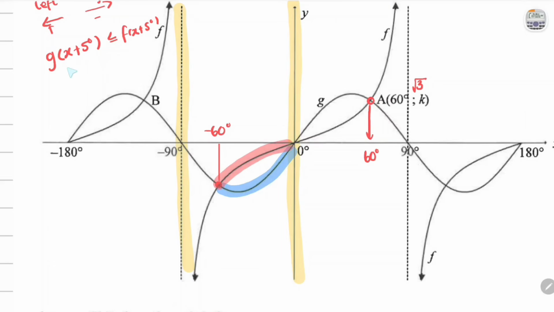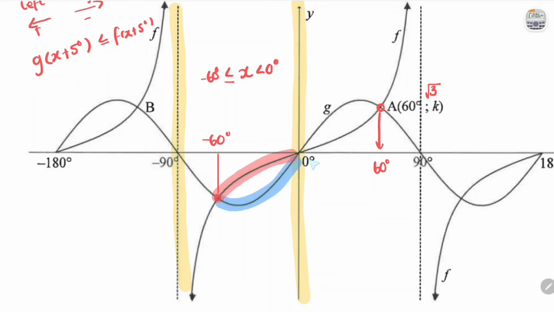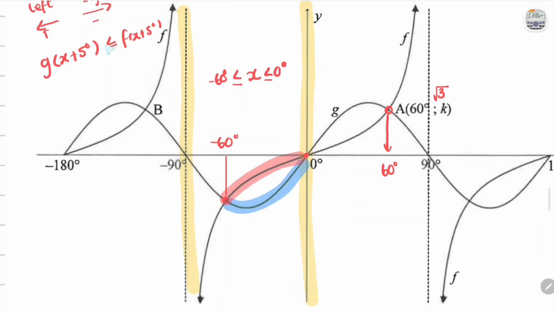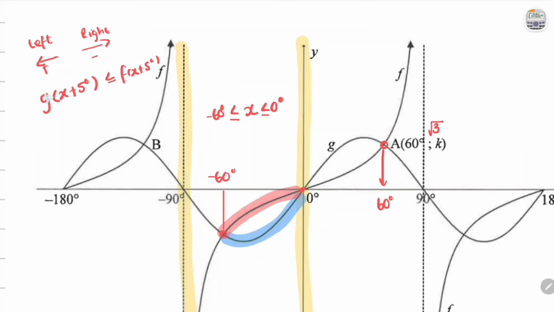We can see that it is less than or equal to f of x between where x is greater than or equal to negative 60 degrees, because at that point they do intersect, they are equal there, which is one of the requirements, but less than 0 degrees. And then at 0 degrees, do you notice that it's also equal at this point because they both intersect at the origin as well. So it's less than or equal to 0 degrees. That's one of the requirements. And then we can apply that shift.